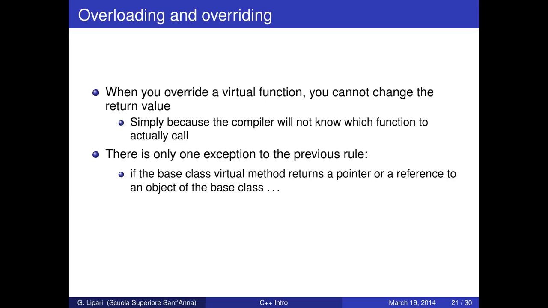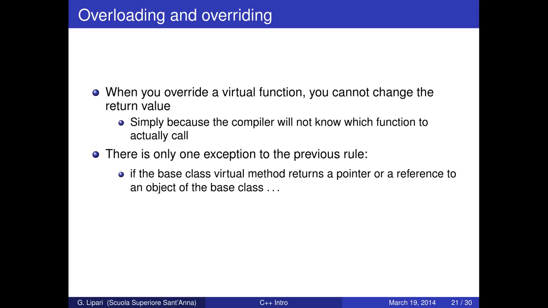For example, you cannot change the return value for sure, because the compiler will not know which function to actually call. Okay? And remember that if you change anything else, like parameters, for C++ it is actually a different function. So you are not overriding, you are overloading. That means you are defining a different function with the same name. So be careful when you want to write a derived class and define a virtual function. The virtual function must have exactly the same prototype with the same parameter list as in the base class.